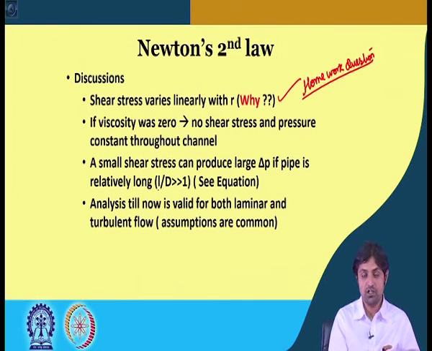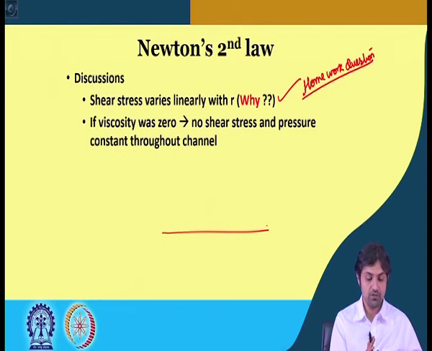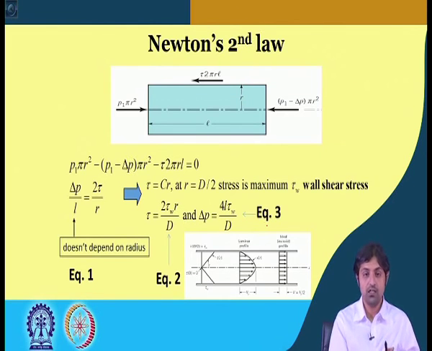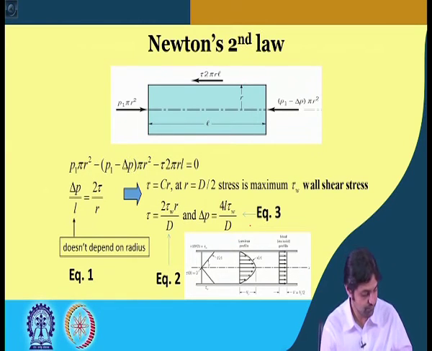So, the analysis we have done until now is valid for both laminar and turbulent flow. At no point in time have we assumed that the flow is laminar. Okay. So, the assumptions for both laminar and turbulent flow are the same. So, all the equations, equation number 1, equation number 2 and equation number 3, are valid for both laminar and turbulent flow.